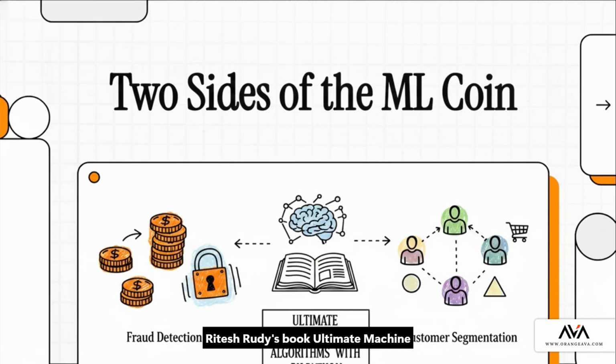We're drawing directly from Dr. Ritesh Ratti's book, Ultimate Machine Learning Algorithms with Python, and we're going to skip all the dense manual programming stuff. Instead, we're diving straight into how machines learn patterns all on their own. Specifically, we'll look at two massive real-world applications, fraud detection and customer segmentation. Let's get right into it.